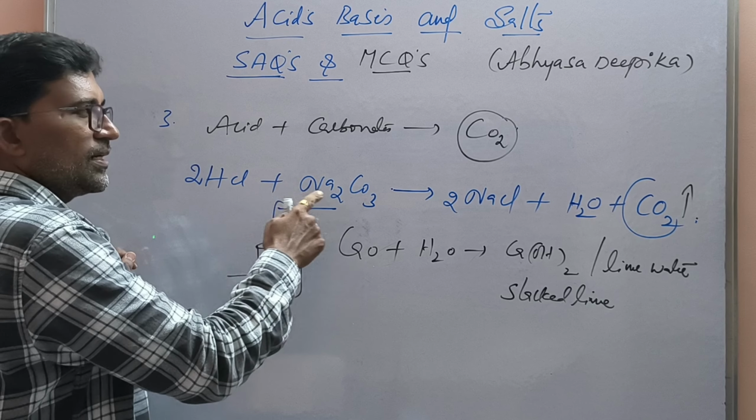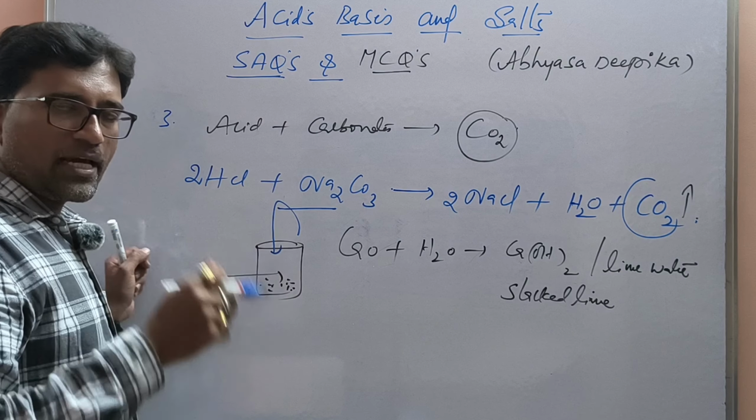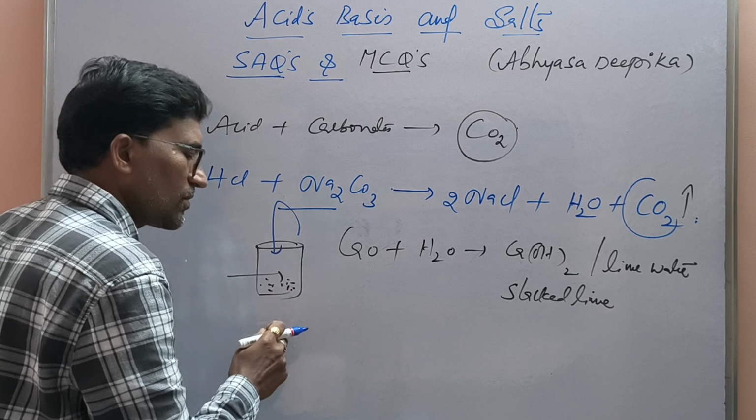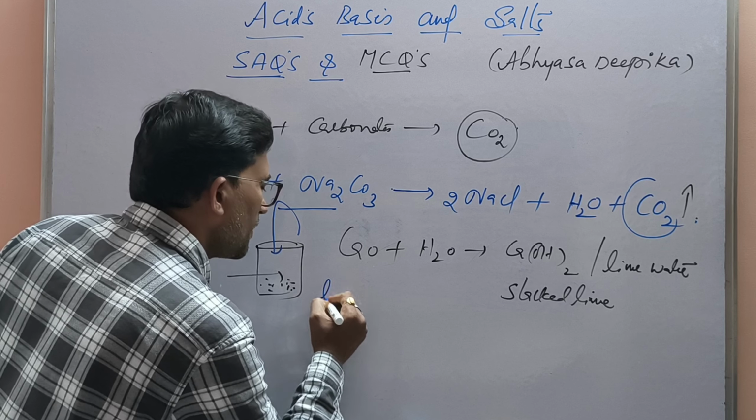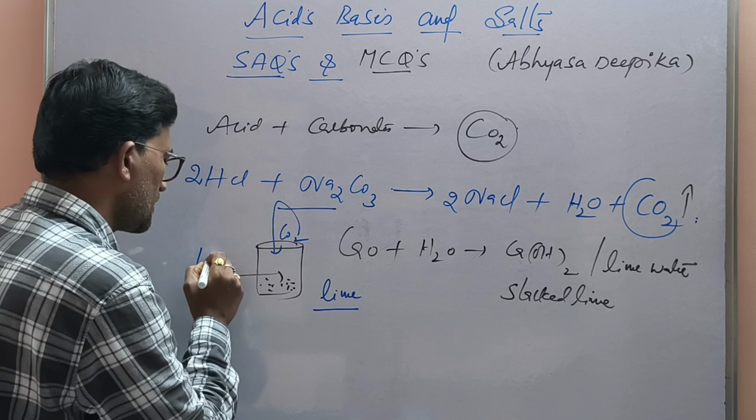When acids react with carbonates, carbon dioxide gas is evolved. How will you test the gas? Pass the carbon dioxide gas into the lime water. When you pass carbon dioxide gas into lime water, this is lime water.